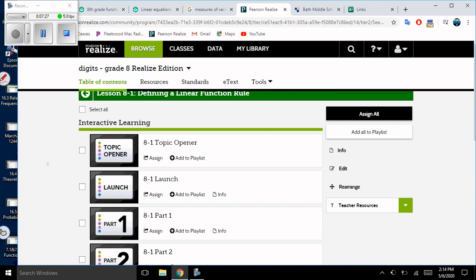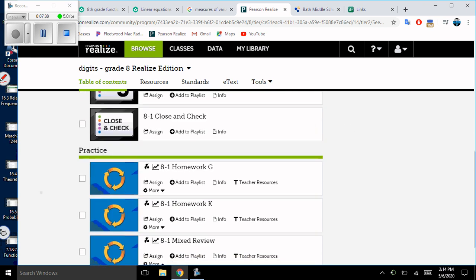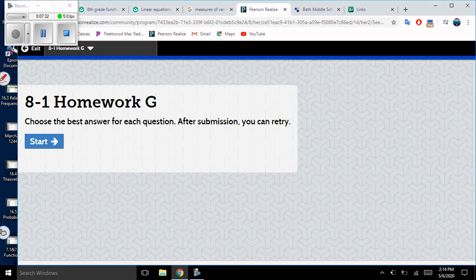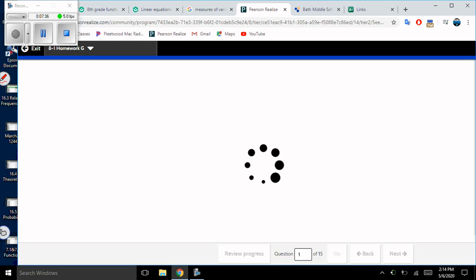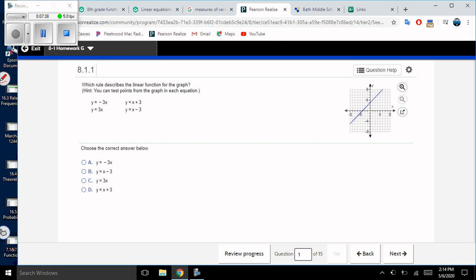So we're going to jump right into something that we've been doing in this chapter, and that is we're going to go ahead and show you just a few homework questions from this chapter. And again, since there are only 2 parts there, the first 2 questions are probably from part 1, the second 2 questions are probably from part 2, and I think we'd be done at that point. So again, which rule describes a linear function for the graph?